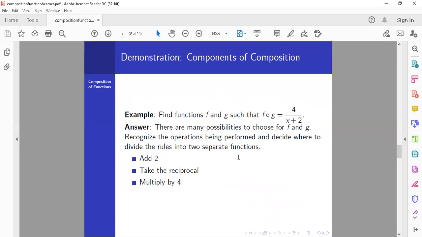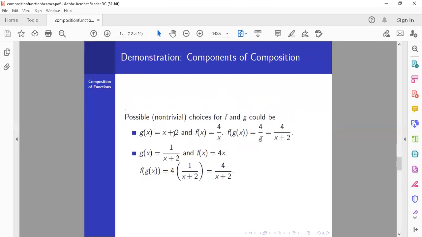So what I did here is I listed out what I'm doing to x in the order it's done. So first I add 2 to x, then I take the reciprocal of that, and then I multiply by 4. So essentially, I can divide this set of operations up at any one of these places and take one of those rules to be an f rule and another one to take a g rule. So non-trivial choices for f and g could be any one of these.